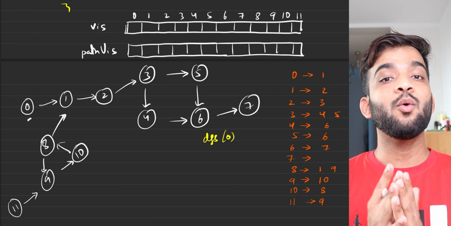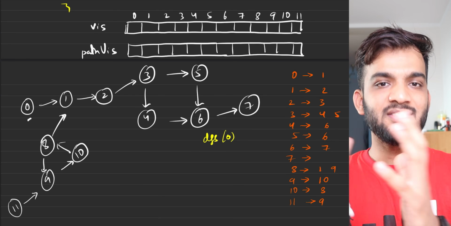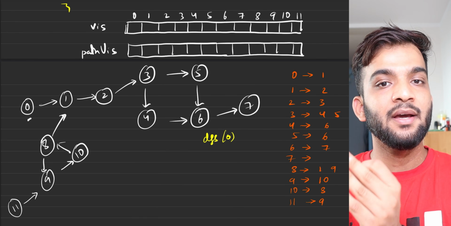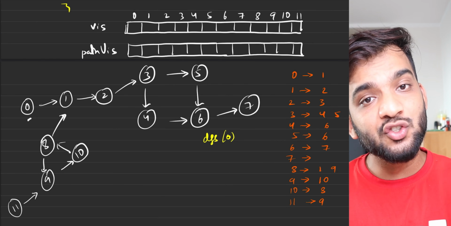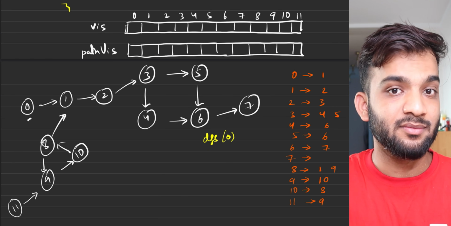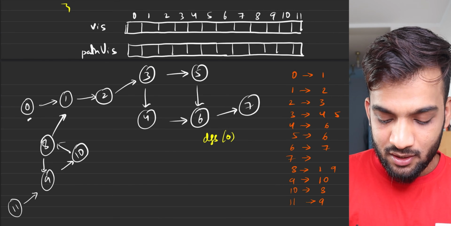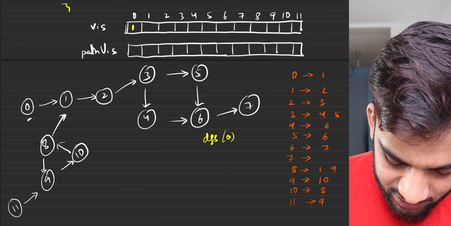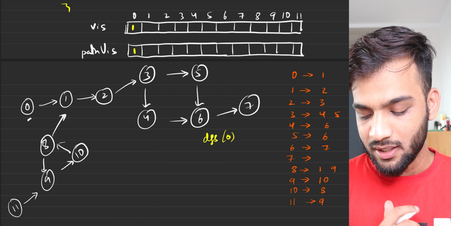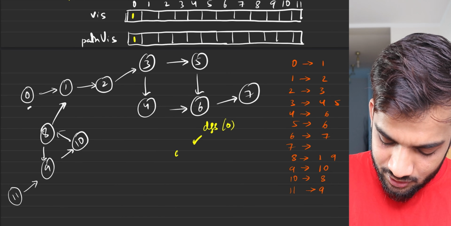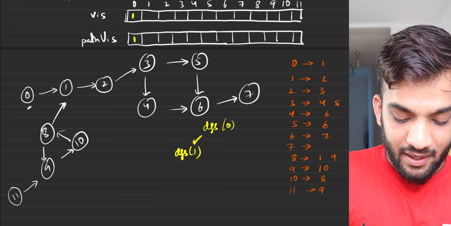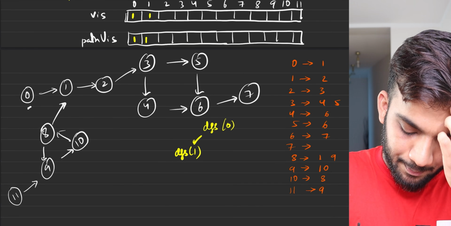The moment you are at 0, what you will say is, hey, listen, unless and until this call gets completed, only then will I call it a safe node. And if this call gets a cycle anywhere in the path, I will not call this a safe node. Got it? So let's start. DFS of 0 says, hey, I'm visited and I'm path visited as well. Next, it goes to the adjacent, which is DFS of 1. This is the adjacent node. It goes to it and says visited and path visited.